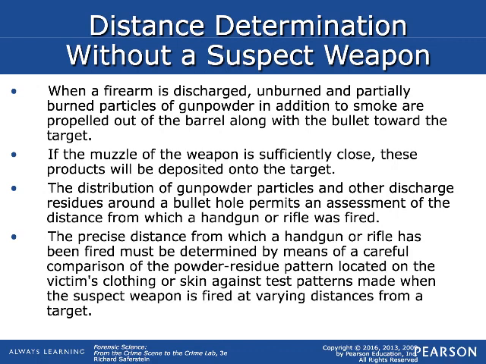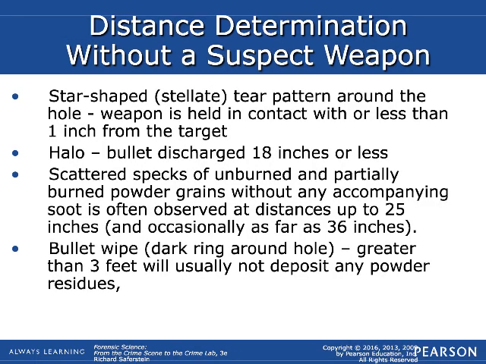Okay, now the precise distance from which a handgun or a rifle has been fired must be determined by means of a careful comparison of the powder residue pattern that's located on the victim's clothing or skin against test patterns made when a suspect weapon is fired at varying distances. So you have to compare them to really figure it out. Okay, now, you'll get a star-shaped, or what they call stellate, tear pattern around the hole if the weapon is in contact with or less than an inch away from the target.